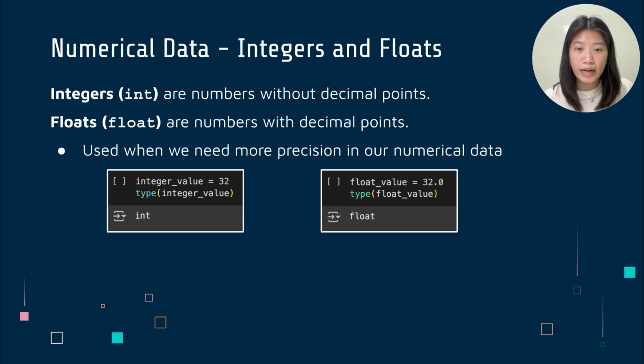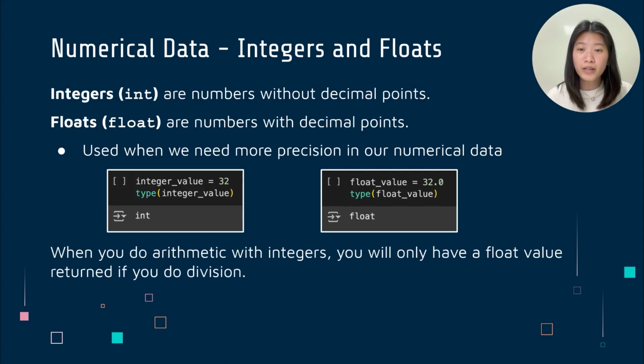On the right-hand side, I created another variable named float_value, and I set it equal to 32, except this time I added a decimal point, so it's going to be 32.0. And when I return the type of float_value, it's going to give us float. So these two variables, integer_value and float_value, they both store the number 32. However, they're stored differently in your computer because you're going to be using them for different needs.